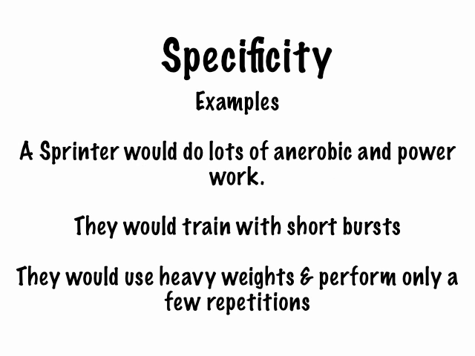If you took the example of a sprinter, they would need to do lots of anaerobic and power work. They would train by sprinting and running with short bursts. They would use heavy weights and perform only a few repetitions in order to build up their strength and their power.